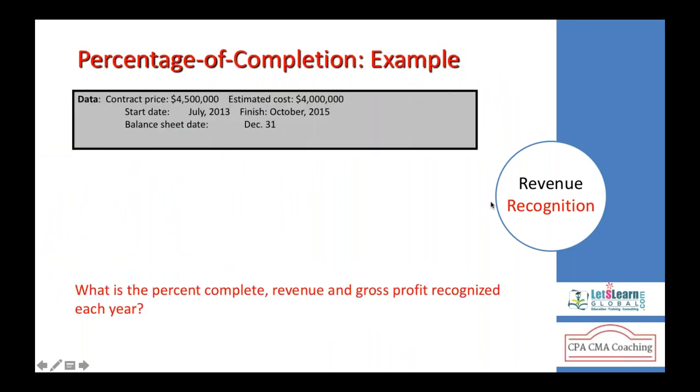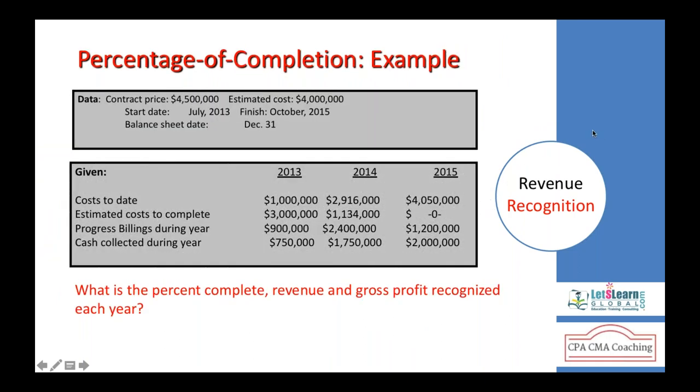Let's work with an example here. Let's concentrate on this 2013 column. The contract price is 4.5 million. Estimated cost is 4 million. So estimated profit is 500,000. If all the costs are in your control, 4.5 million minus 4 million is going to be 500,000. That's the estimated profit. If the costs increase, your gross profit will decrease. That we'll see in the calculations.